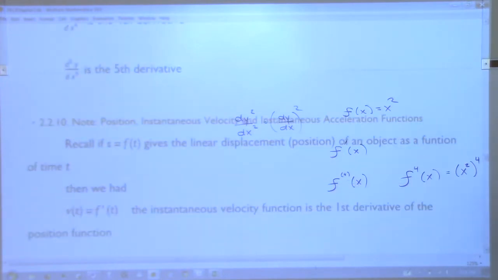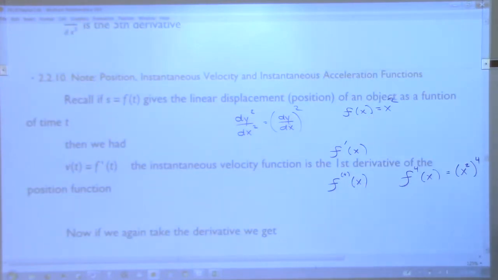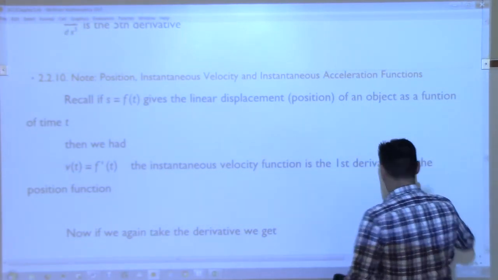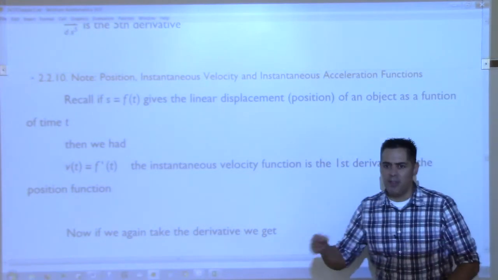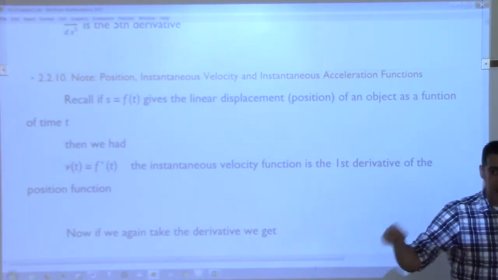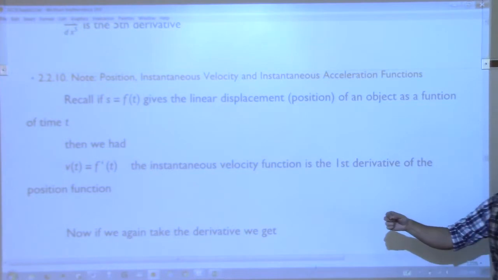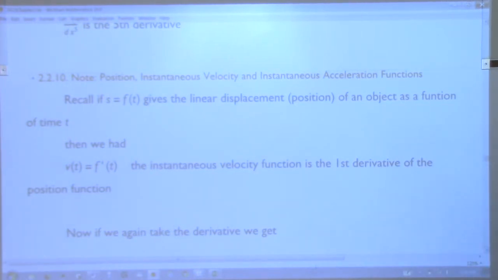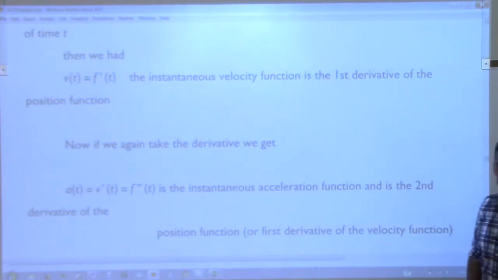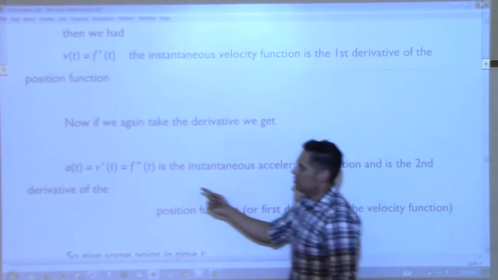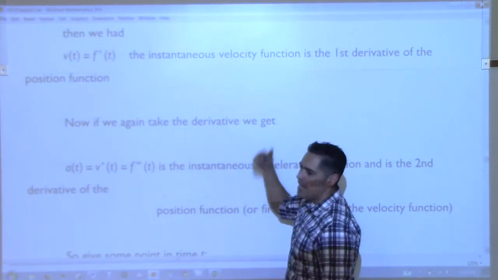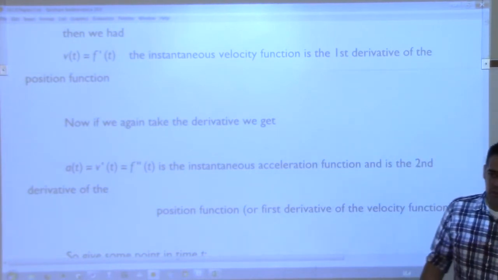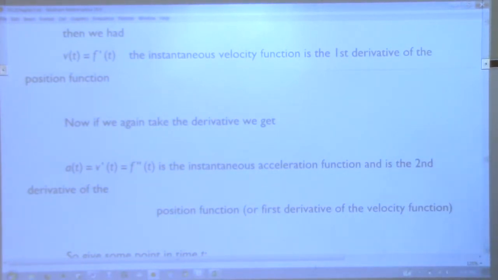All right, some nice other consequences. Do you remember how I said that if an object moves in a straight line, then the derivative gives you the instantaneous velocity? That's what we said? Yeah. Okay. Then the second derivative gives us something else. If we take the derivative again, it gives us the acceleration function. All right? Gives us the acceleration function.